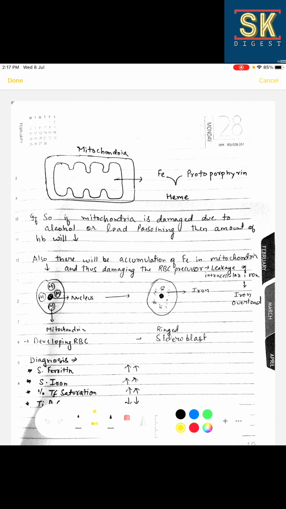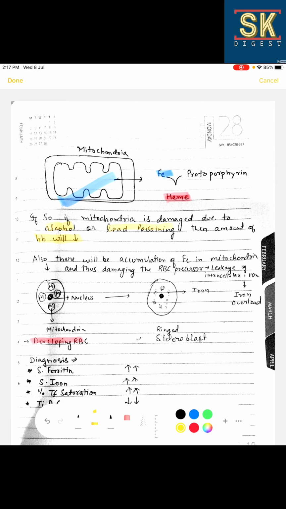So if mitochondria is damaged due to alcohol or lead poisoning, then the amount of hemoglobin will decrease. Why will it decrease? Because we know for a fact that the amount of heme is getting affected. Also in the developing RBC we know that there is a nucleus which is surrounded by mitochondria, and since iron is not getting utilized, it is getting accumulated in the mitochondria.